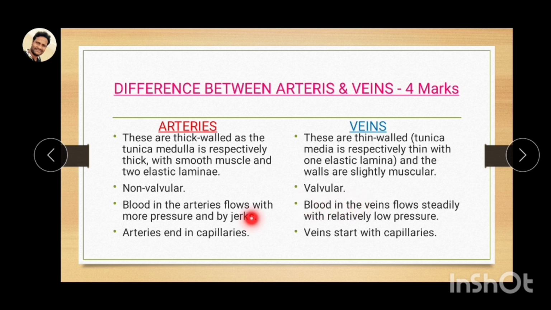Next, blood flows under high pressure and in jerks in arteries, because arteries are narrow. In veins, blood flows steadily with relatively low pressure, because veins are wide. The final point is that arteries end in capillaries into cells, and veins start with capillaries from cells. This is important for the exam.